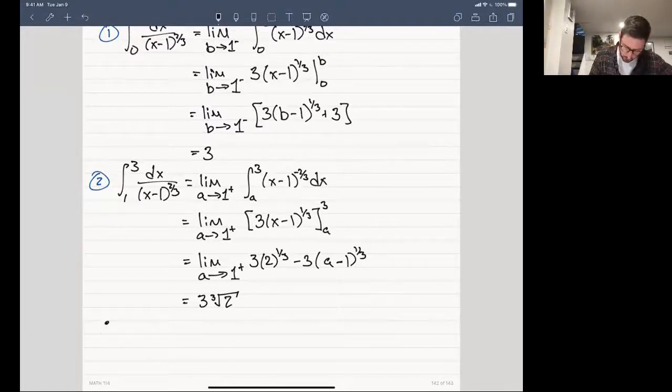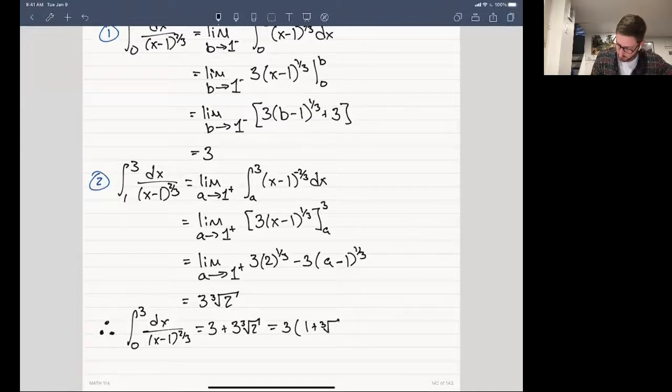And so, putting the whole thing together, the integral from 0 to 3 of 1 over (x minus 1) to the 2/3 power is equal to 3 plus 3 times the cube root of 2, which doesn't really get any prettier. There's not even really a point to factoring out the 3, but nonetheless, it's there.